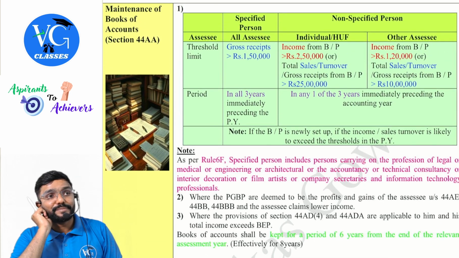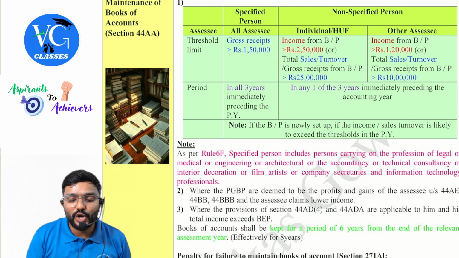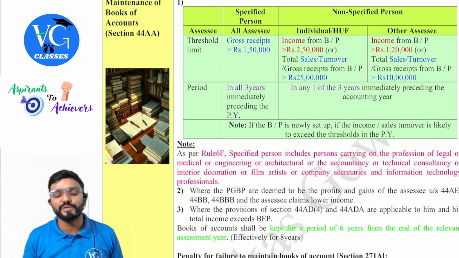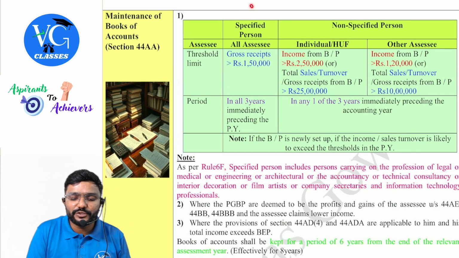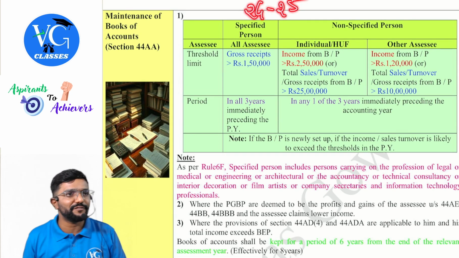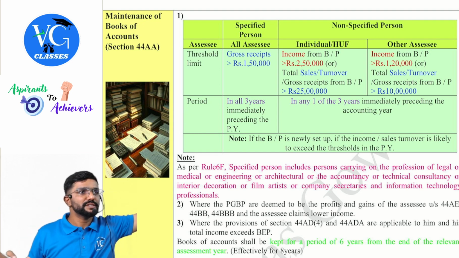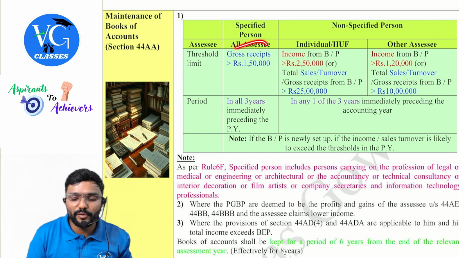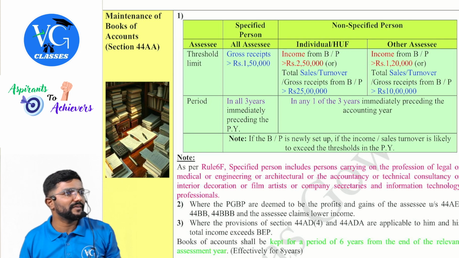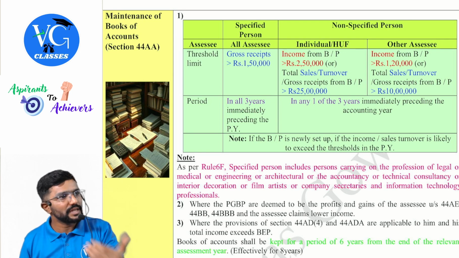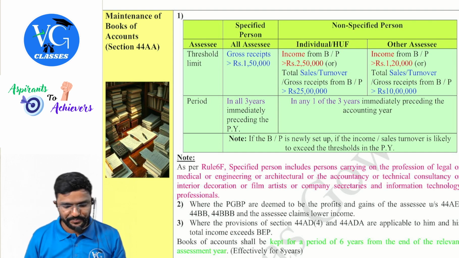If they are practicing as professionals, then when should they maintain books of accounts? If their gross receipts are more than 1,50,000 in the last 3 years continuously. We are seeing for which year we should maintain the books of accounts, say 24-25. Don't see the gross receipts of 24-25. See it for the last 3 years. For all 3 years, it should be more than 1,50,000. And for a profession, we never call it sales or turnover because we cannot sell ourselves. What we can provide is only services for which we charge fees, which is called gross receipts.